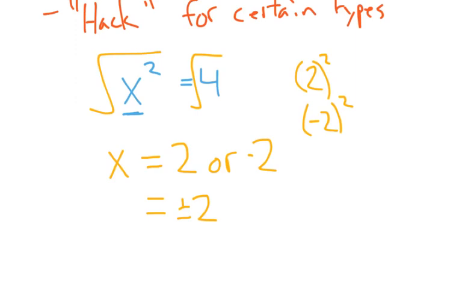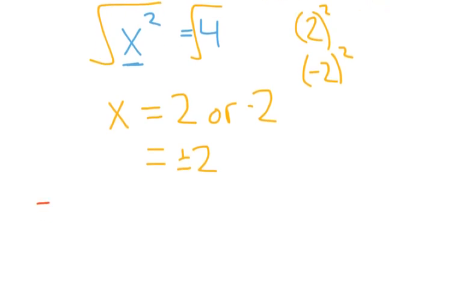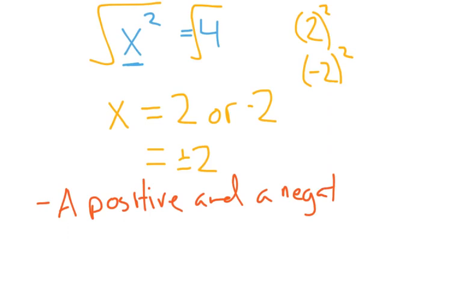So as we take a square root, we're going to get two possible answers. That's the other thing that we need to remember, is that we're going to have a positive and a negative solution. So now let's go through some examples.